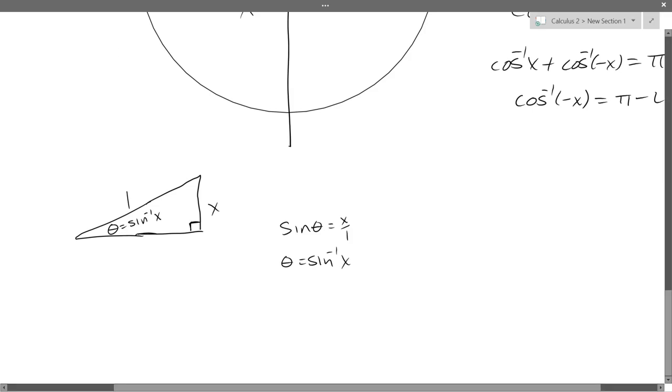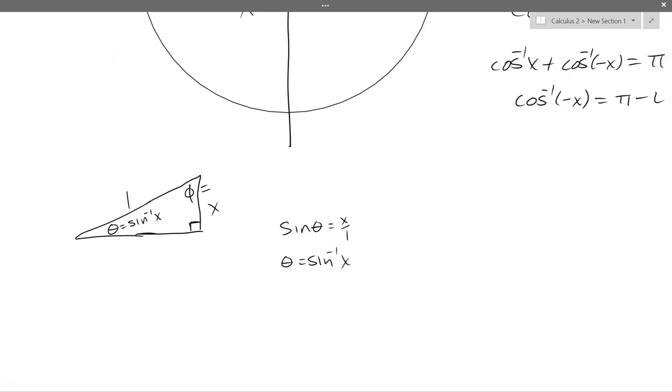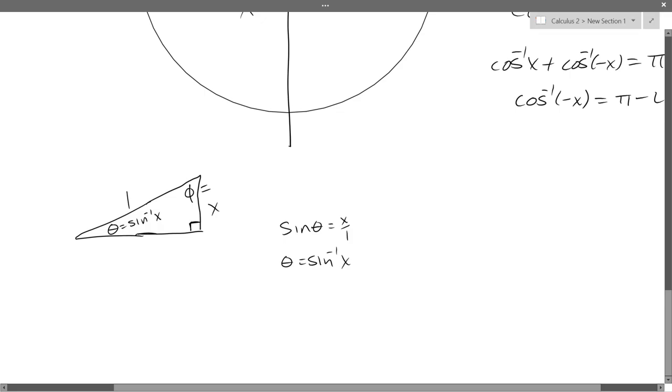Think about the angle at the very top. We'll call it phi. How can I relate phi with 1 and x? We want to think SOHCAHTOA. We have an adjacent and a hypotenuse. Cosine phi equals x over 1. So cos phi equals x over 1.